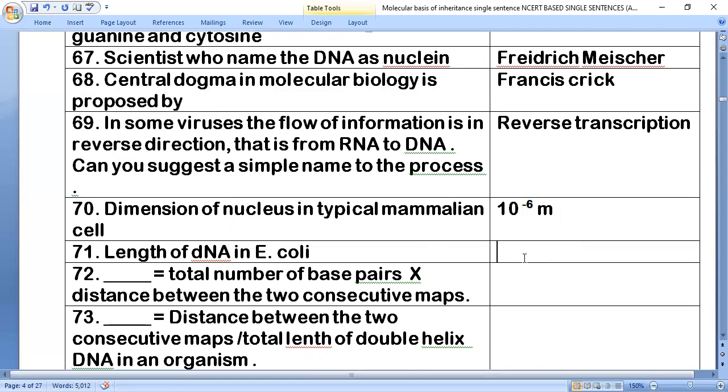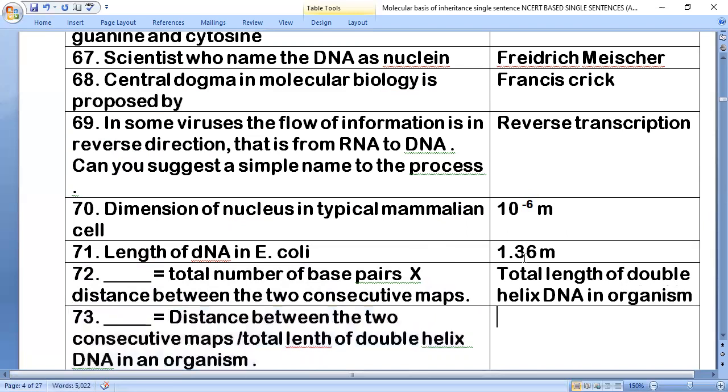Length of DNA in Escherichia coli: 1.36 meters. Length of DNA equals the total number of base pairs times the distance between two consecutive base pairs. Total length of double helix DNA in an organism divided by the distance between two consecutive base pairs gives the total number of base pairs in any organism.